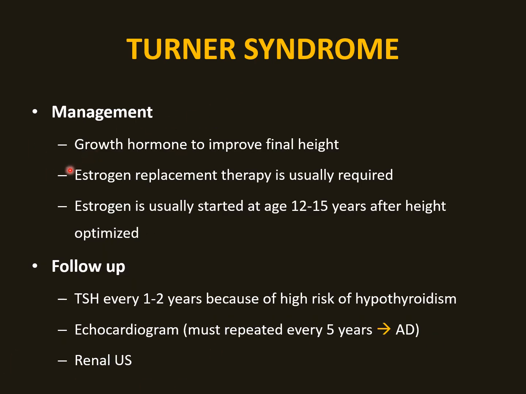Management of Turner syndrome: growth hormone to improve final height. Estrogen replacement therapy is usually required. Estrogen is usually started at age 12 to 15 years after height is optimized. Follow up the TSH every 1 to 2 years because of high risk of hypothyroidism. Echocardiogram must be repeated every 5 years because of aortic dissection. Renal ultrasound for renal anomalies.